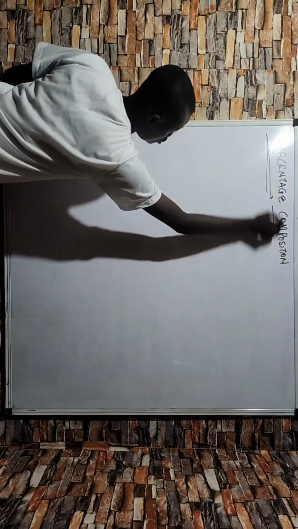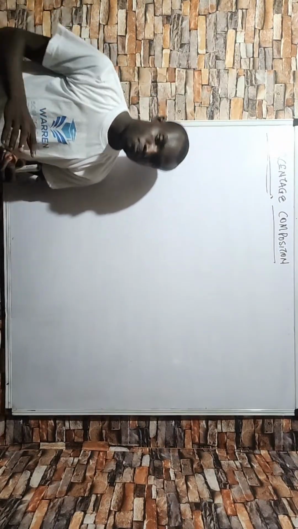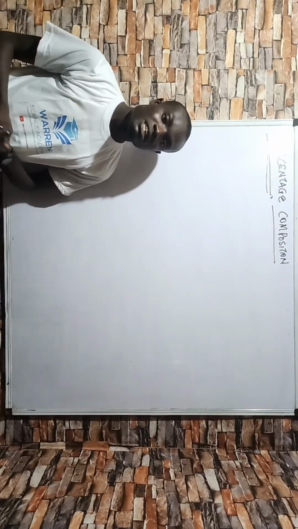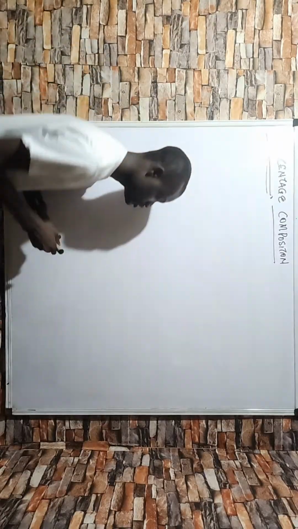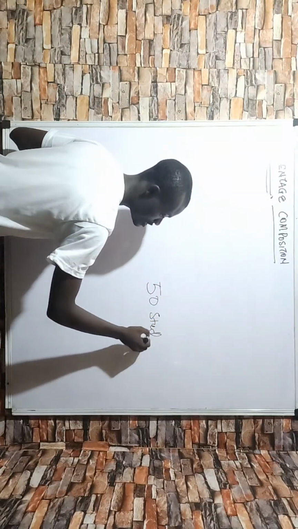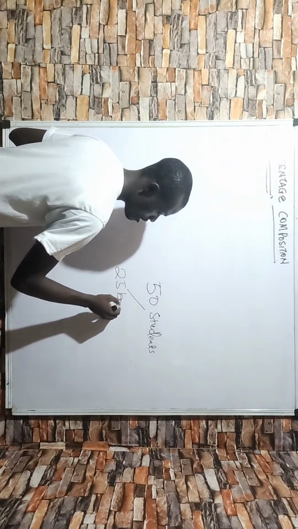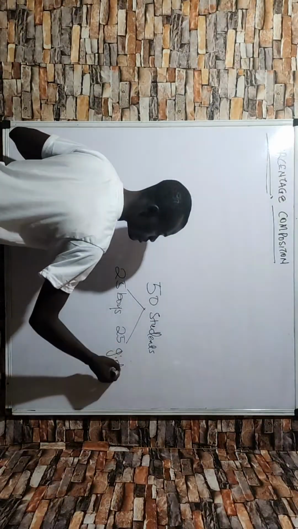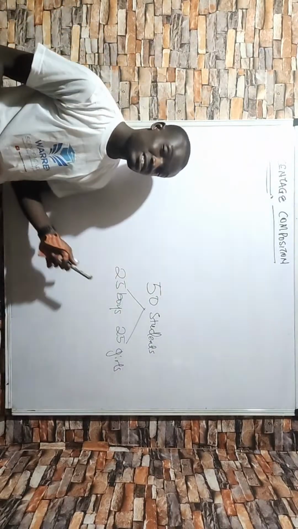So percentage composition. Now I want to talk about percentage composition. What do we really mean? It's just like there is a class, for example, a class of, let's say, 50 students. Now, out of these 50 students, let's say we have 25 boys and then we have 25 girls. So this class is composed of boys and girls.